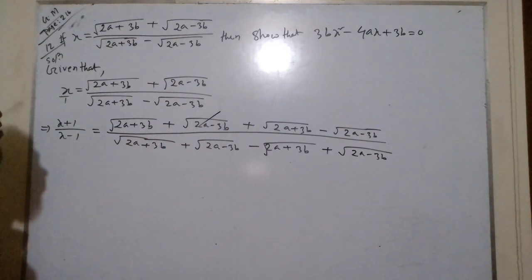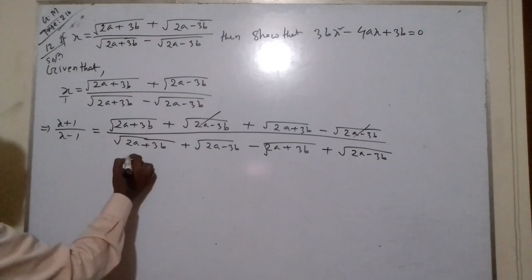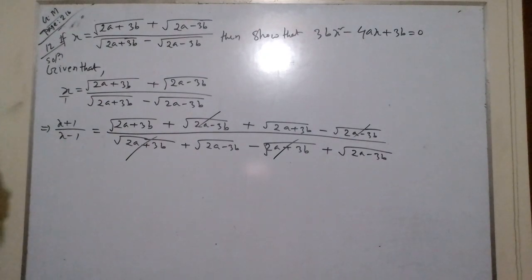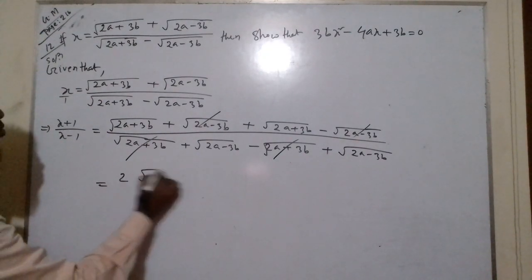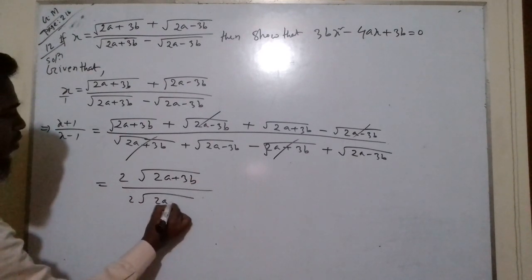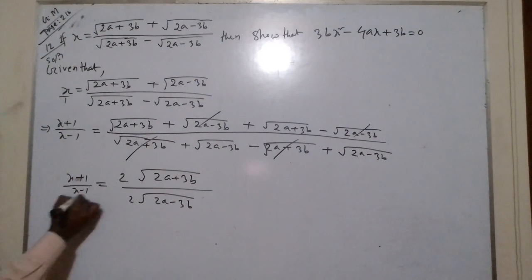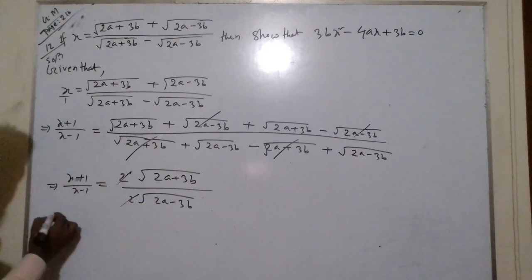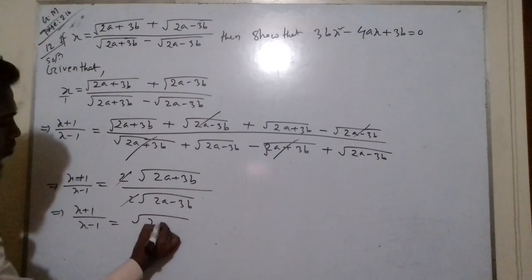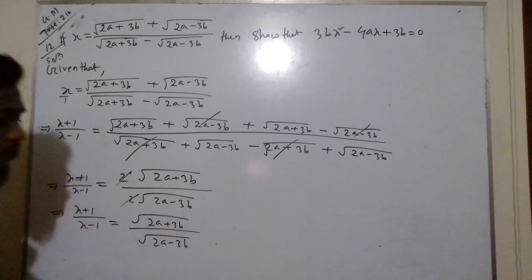plus root over 2a minus 3b. Minus root over 2a minus 3b is cancelled, and root over 2a plus 3b and minus root over 2a plus 3b cancel. So we can write 2 into root over 2a plus 3b divided by 2 into root over 2a minus 3b equals x plus 1 divided by x minus 1. So 2 upon 2 cancel. So we can write x plus 1 divided by x minus 1 equals root over 2a plus 3b divided by root over 2a minus 3b.